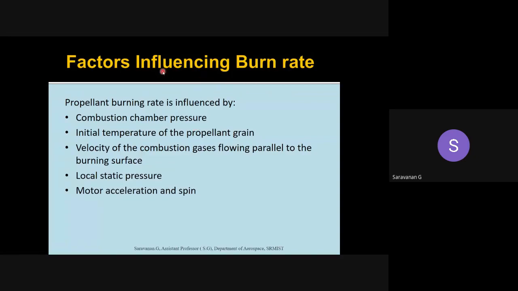So the important factors influencing burn rate are chamber pressure, initial temperature of the grain, velocity of the combustion gases, local static pressure, motor acceleration, and spin. These are the important factors which influence the burning rate of a solid propellant rocket.